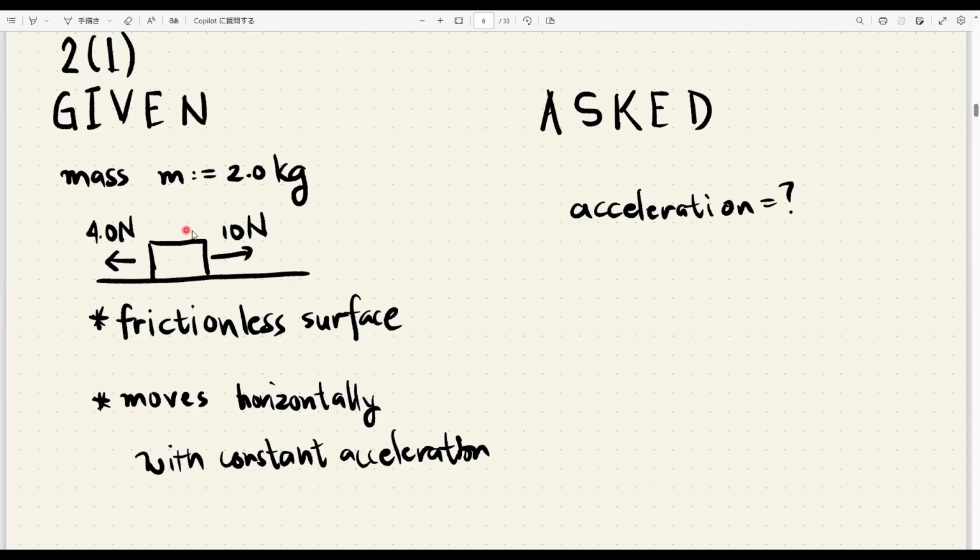There is an object here, and it's on a frictionless surface. This object has a mass of 2.0 kilograms. And there are 2 forces acting on it. A force is pulling it to the left, that's 4.0 newtons, and another force is pulling it to the right at 10 newtons. We are told that this object moves horizontally with a constant acceleration. Now we want to find that acceleration.